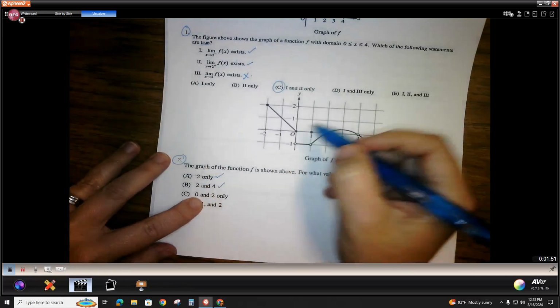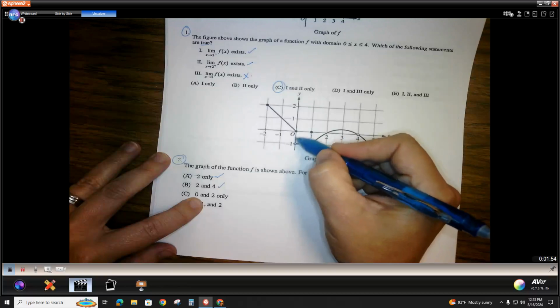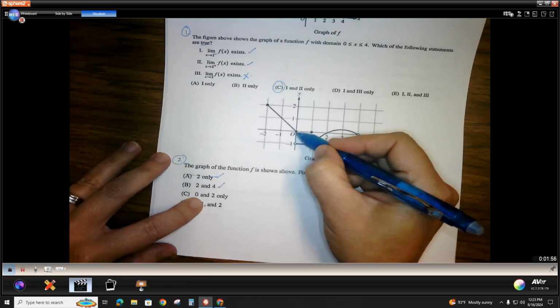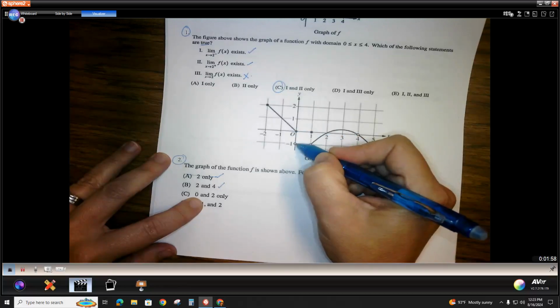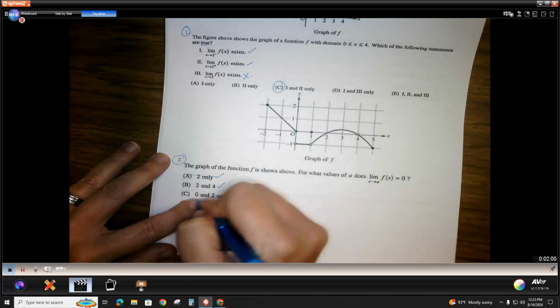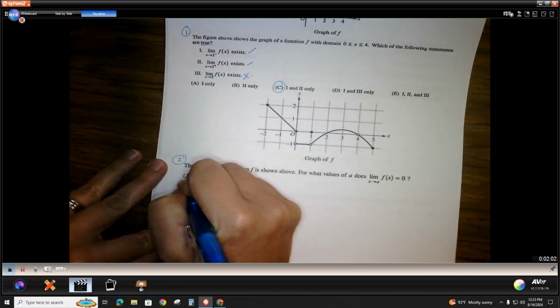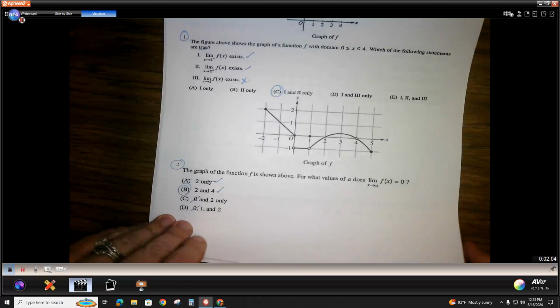How about at 0? At 0, we have a jump discontinuity here. From the left, it's going to be 0, and to the right, it's going to be -1. So 0 doesn't work. B has to be our correct answer.